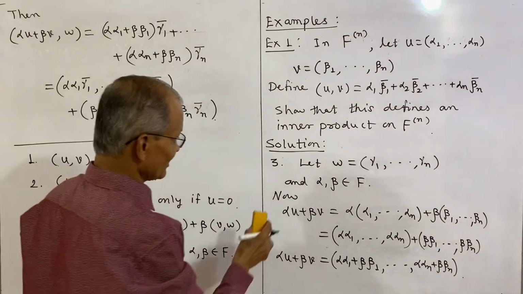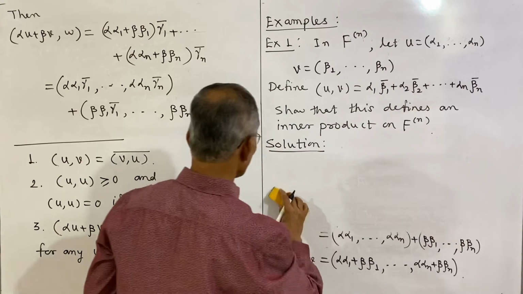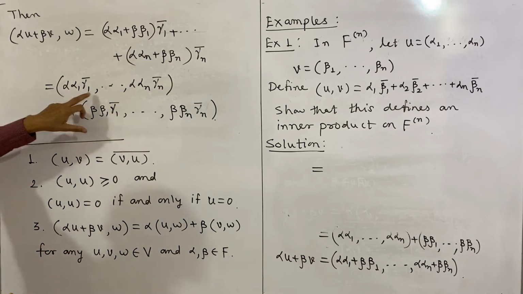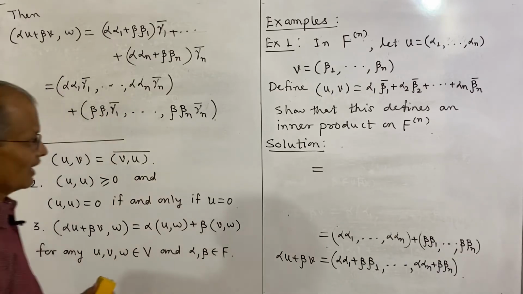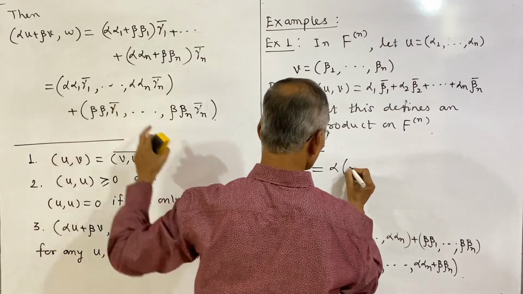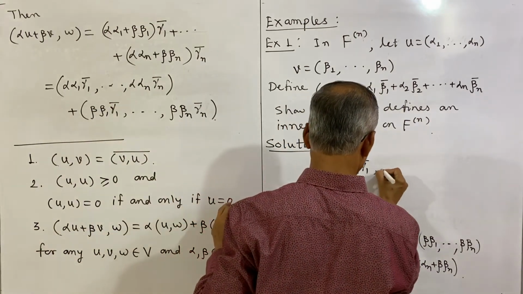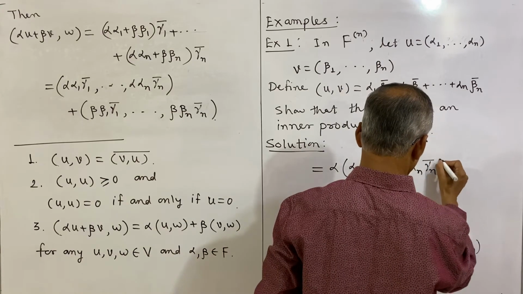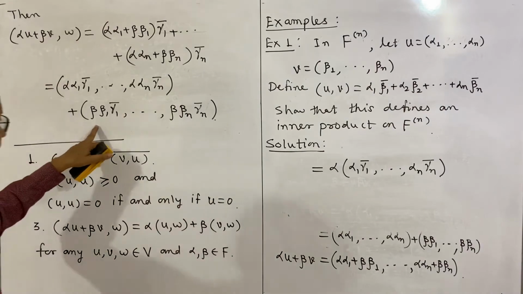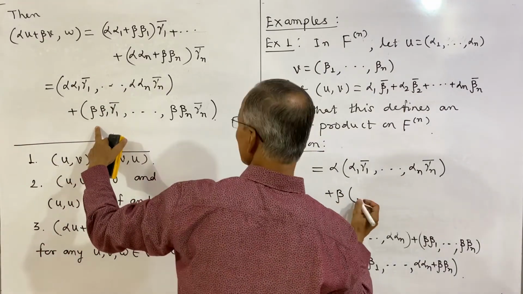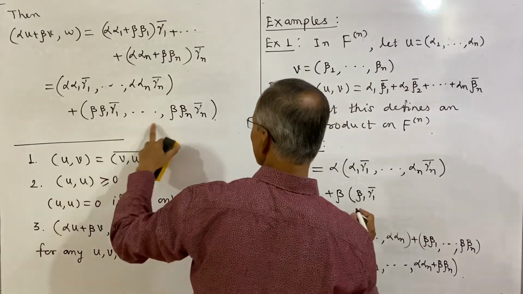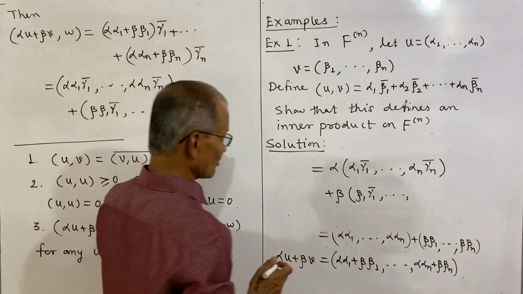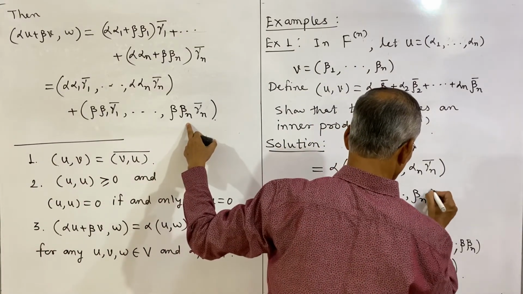Now further this can be written as, see, I shall write here, this is equal to, from the first vector alpha is common, so we write alpha outside, and then this becomes alpha into bracket alpha 1 conjugate of gamma 1, and so on, alpha n conjugate of gamma n, and plus from the second vector we shall take beta common, and in bracket what remains is beta 1 conjugate of gamma 1 plus so on, beta n conjugate of gamma n.